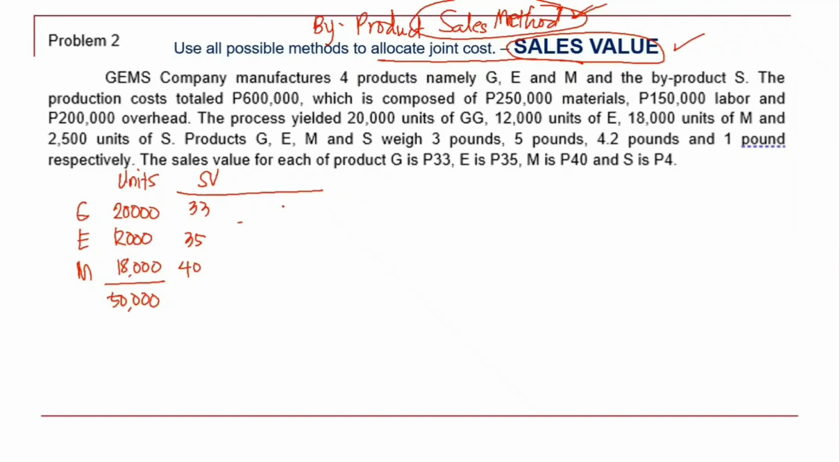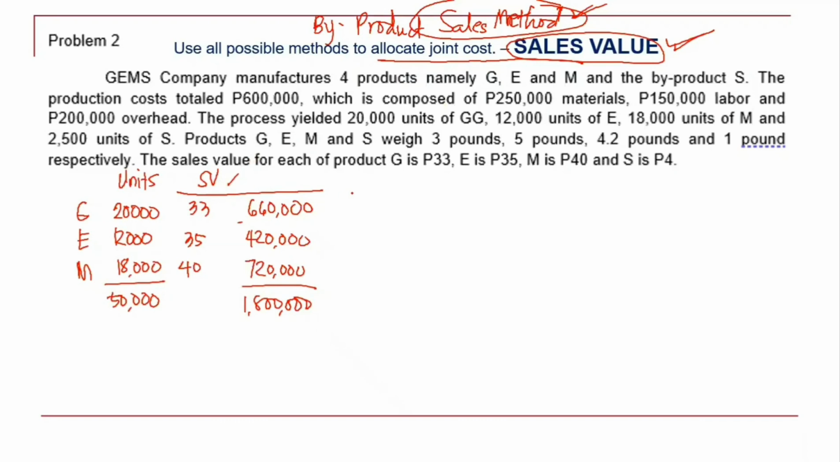Okay, so 33 times 20,000, so that would be 660,000. Magkano to? 12 times 35, that is 420,000. 18 times 40, that's 720,000. If we get the total is 1,800,000. Ayan. Anong tawag natin sa method? Sales value method. Sales value na po ito.